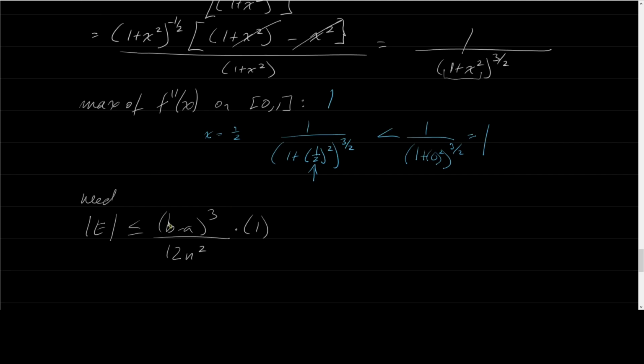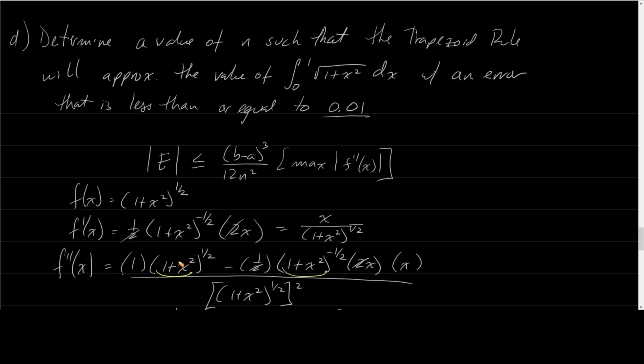And perhaps we can replace the b and the a. Our integral was from 0 to 1. So in here I can write this as just 1 minus 0. All right. So we need our error to be less than that, right? But we were also told that we want our error to be less than 0.01. That was from the original question. Where is it? See? 0.01.